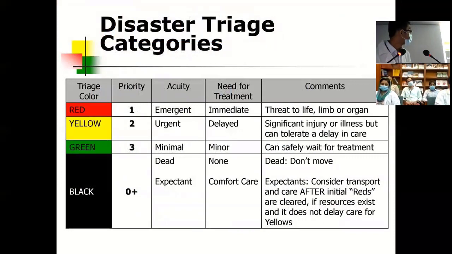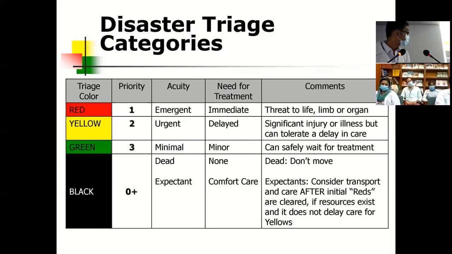If there is mass trauma, we should first categorize the patients into labels: red, yellow, green, and black according to severity. Which one has to be treated first? Red are the immediate emergency patients who need immediate treatment. If they are not treated, it will lead to the death of the patient. It includes threat to the limb, life, or organ.